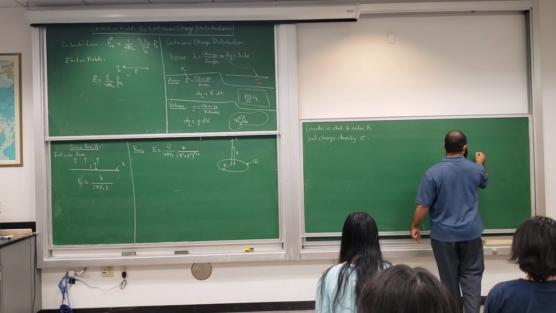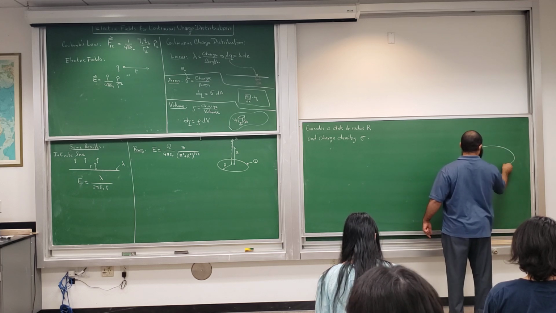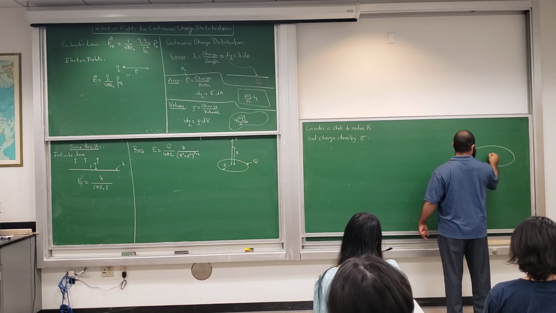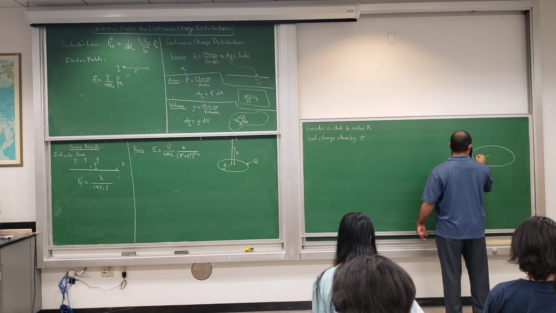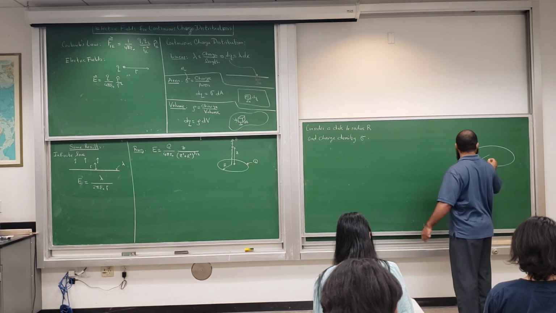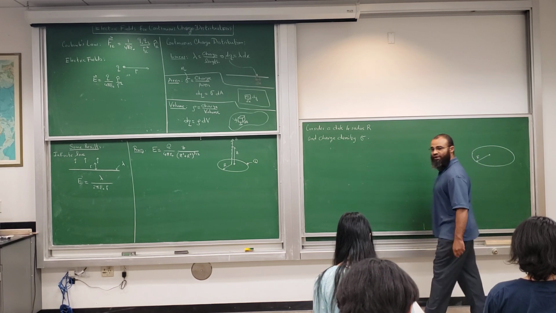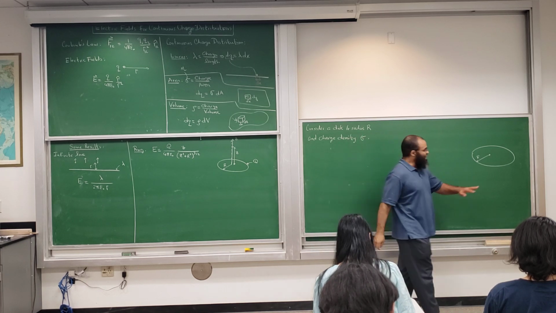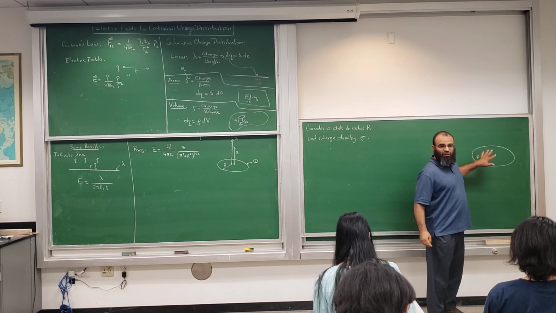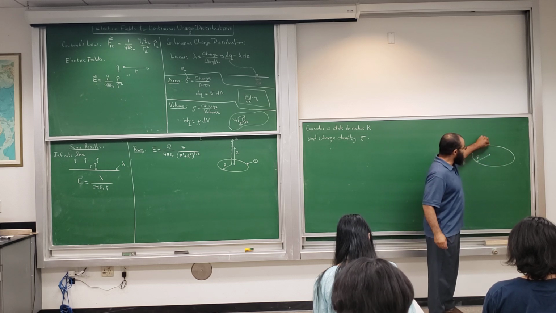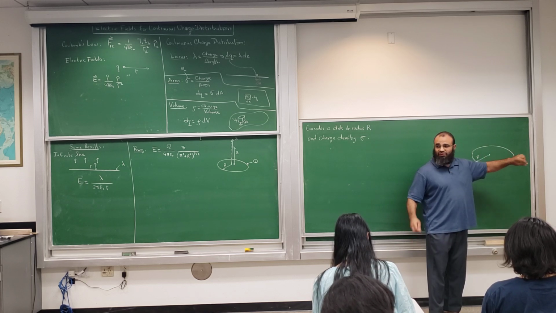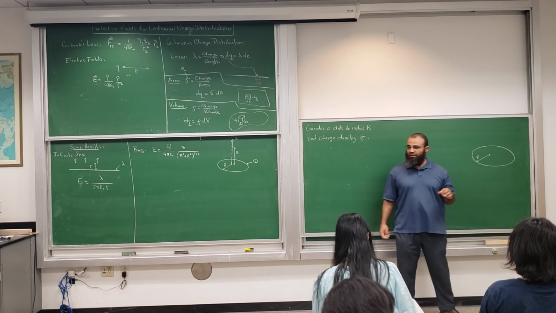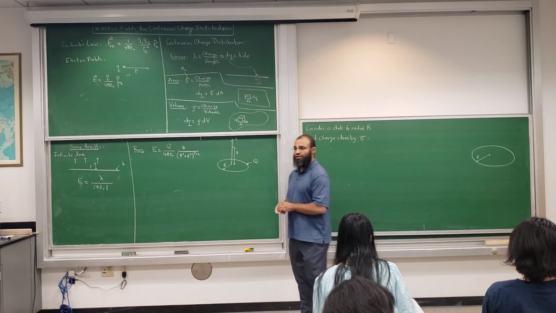So here's our disk. This is the radius R. And so a disk will have charge everywhere in the middle of it. Not like the ring. The ring only has charge around the perimeter. So for a disk, it's going to be spread all the way through.